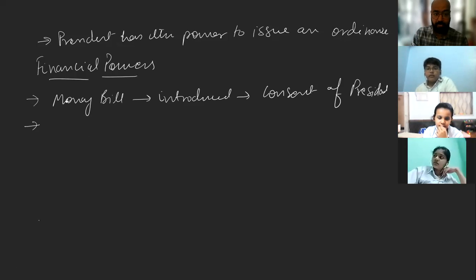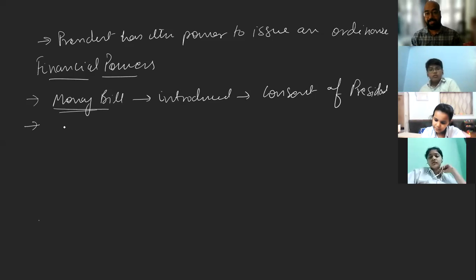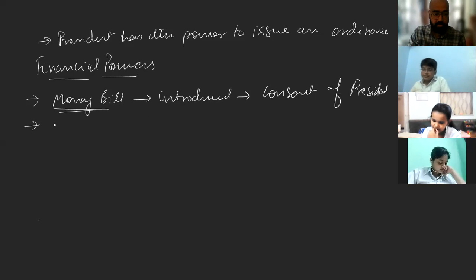Is that clear? Particularly because we are talking about financial powers, we talk about money bills. Then the president can authorize the withdrawal of money in advance from the contingency fund of India to meet unforeseen expenditure. The contingency fund is the fund from where the government can withdraw money if they need it for any purpose. So the president is authorized.